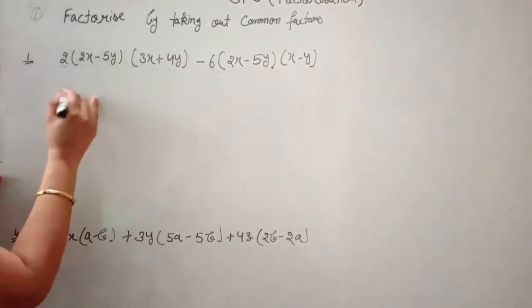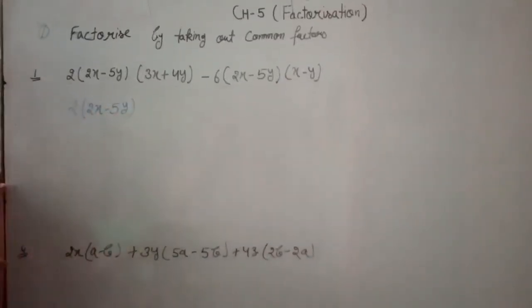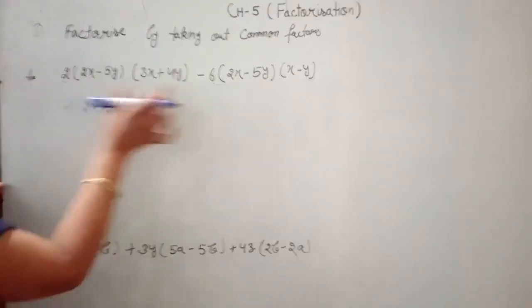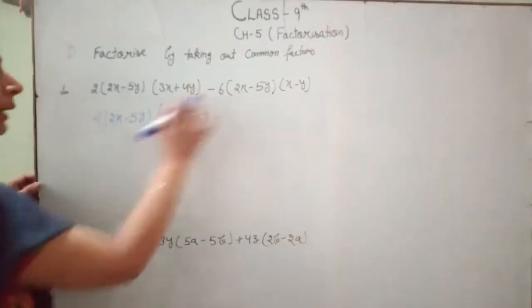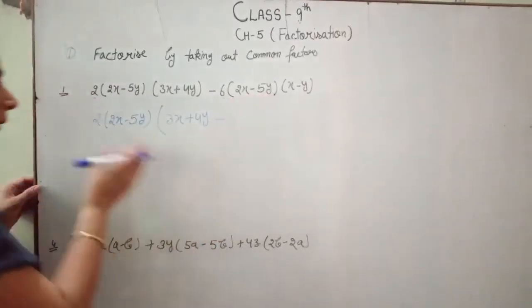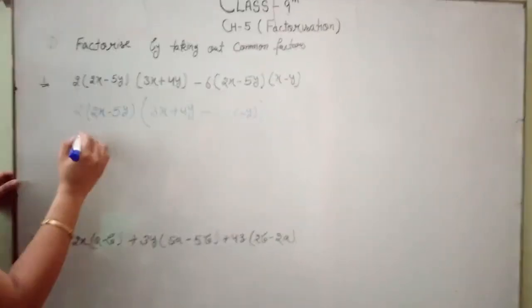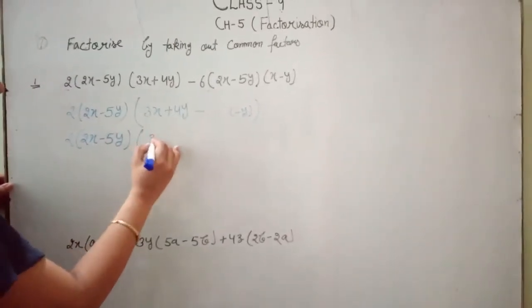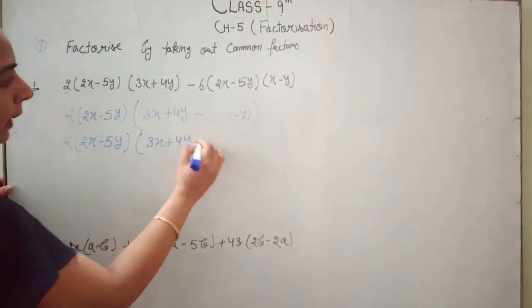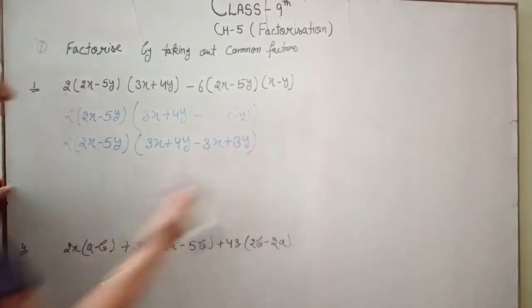We take common 2 and 2x minus 5y, and then only the term 3x plus 4y is left. Clear? Then from minus 6, 2 is common, leaving 3, and 2x minus 5y is common, leaving x minus y. Clear student? Again, 2 into (2x minus 5y) into bracket (3x plus 4y minus 3x plus 3y).